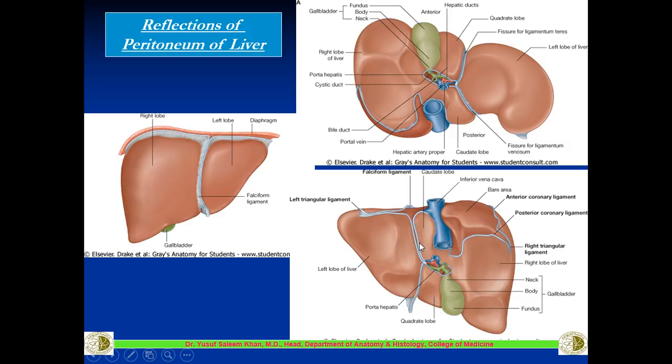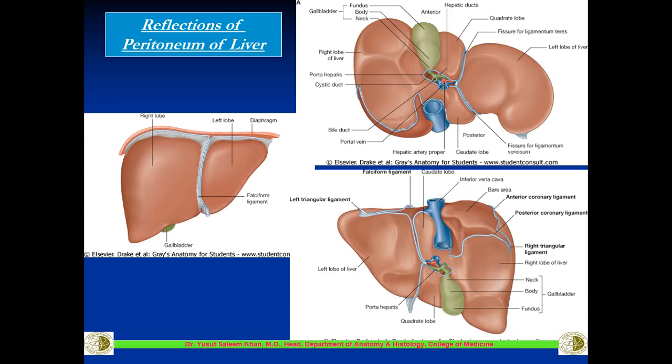Okay, and there are also small bare areas which are not covered by peritoneum, like where we have the inferior vena cava as well as the bed of the gallbladder, because the peritoneum is covering the gallbladder itself, the inferior surface, so it cannot cover that part of the liver. Whenever you reflect, that part of the liver will be bare. And even the porta hepatis is not covered by the peritoneum. Okay, these areas are called bare areas of the liver.